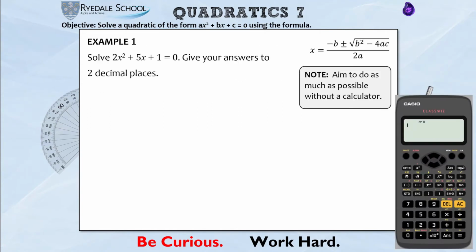So let's take a look at our first example. Now, how would you initially know that one of these questions requires you to use the formula? Well, normally the clue is in the question. This one says solve 2x squared plus 5x plus 1 equals 0. Give your answers to 2 decimal places. As soon as you see a quadratic equation and the question asks you to give your answer to either decimal places or significant figures, it is telling you the answers are not nice and you should be using the formula.